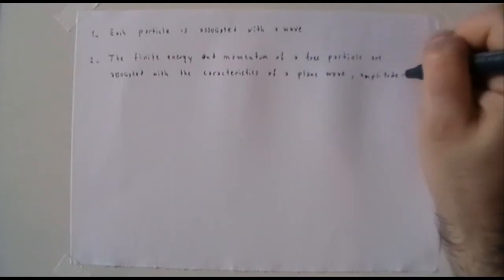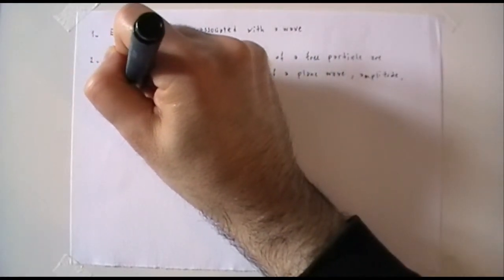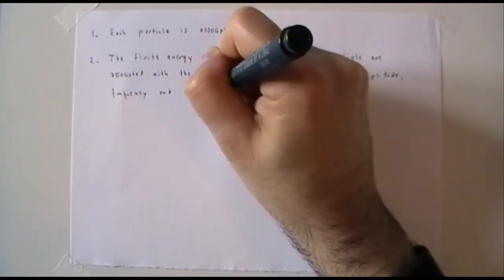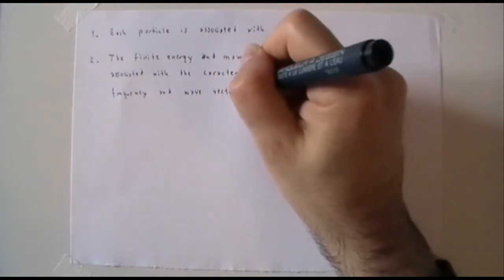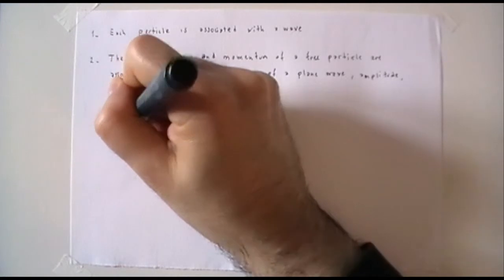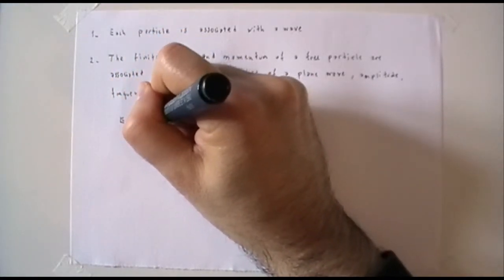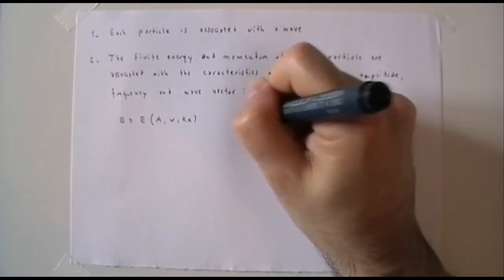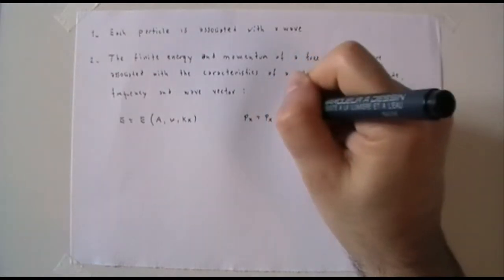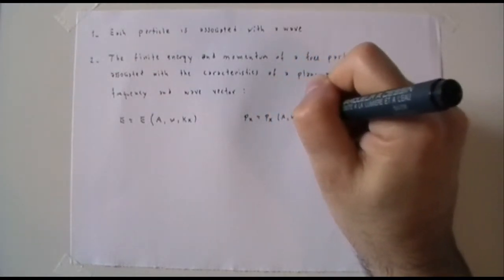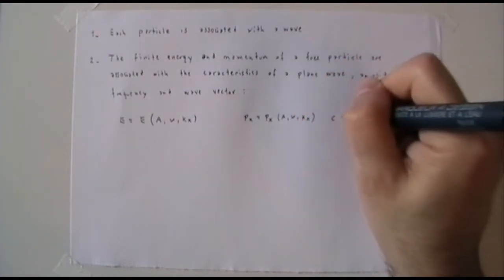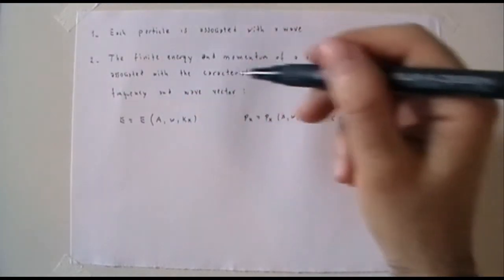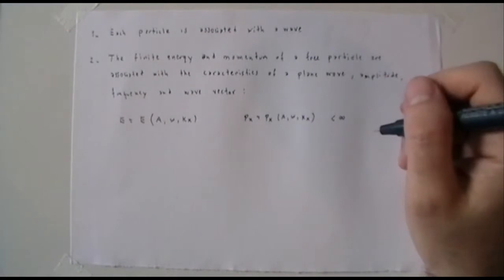amplitude, frequency and wave vector, that is the energy equals a function of A, the amplitude, omega and kx, and so the momentum, a function of A, omega and kx. These functions must be finite, and I put the amplitude of the wave to make things more general.